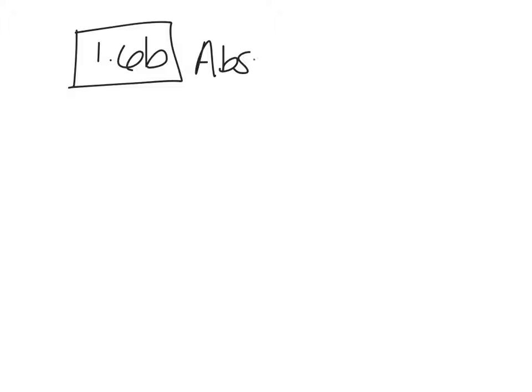So we're doing 1.6b. Absolute value inequalities. So in this chapter so far, we did just solving equations of regular stuff. Then we did solving inequalities. Then we did solving absolute value equations. Now we're going to do solving absolute value inequalities.